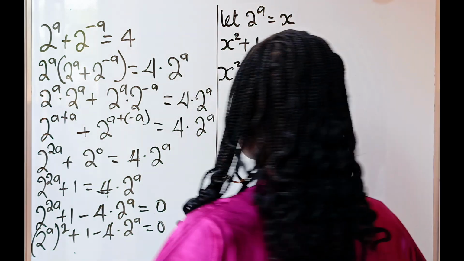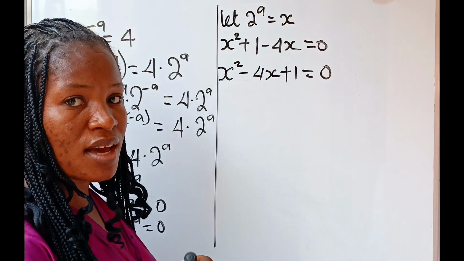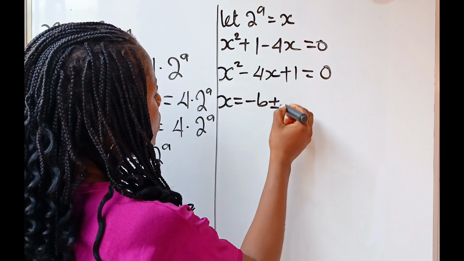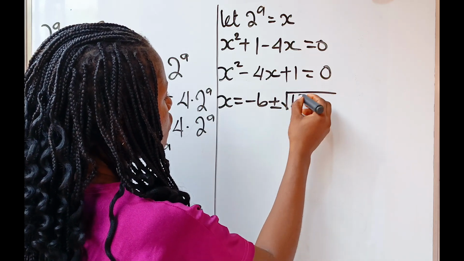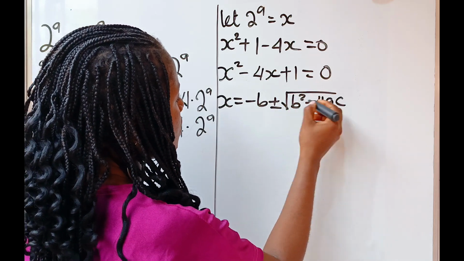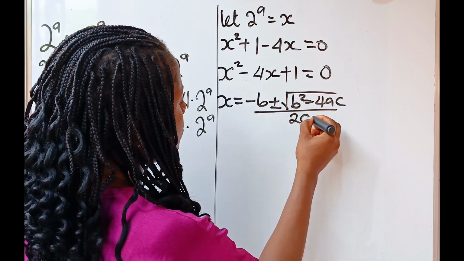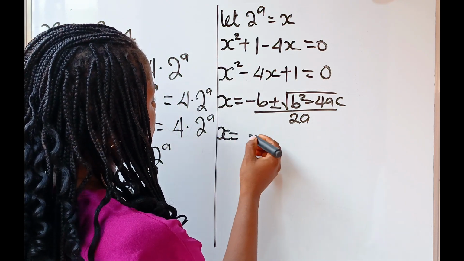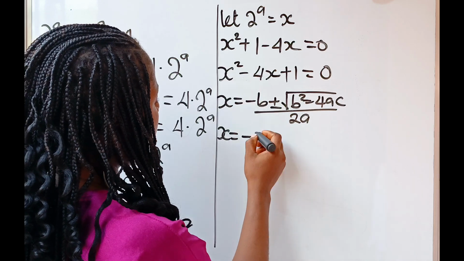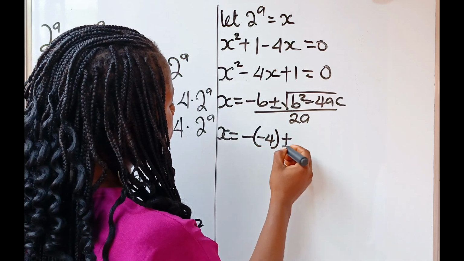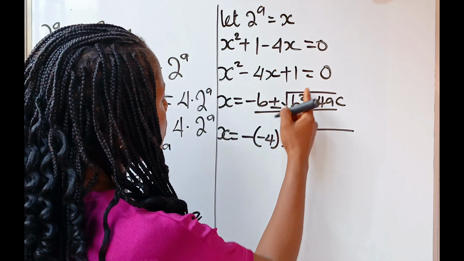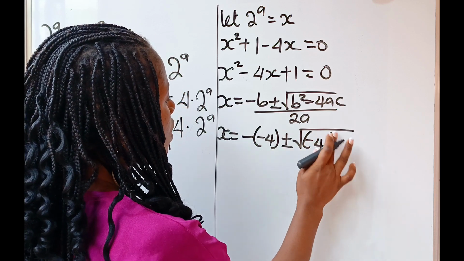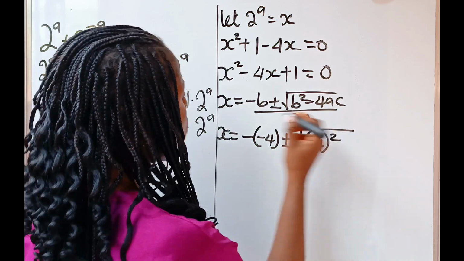Now, using the quadratic equation formula, it says that x is equal to minus b plus or minus square root of b squared minus 4ac, everything divided by 2a. So that means that x is equal to minus b, which is minus 4, plus or minus square root of b squared, that is minus 4 squared, okay?